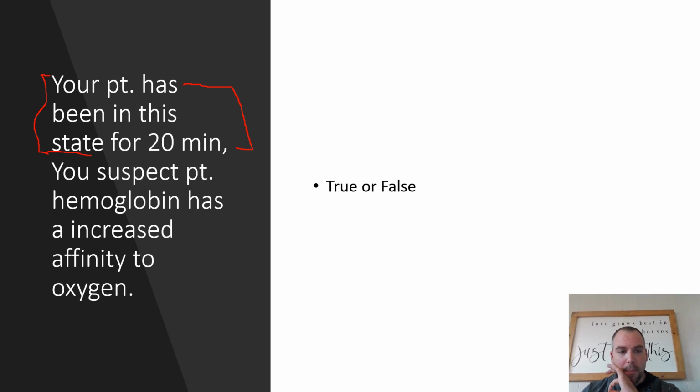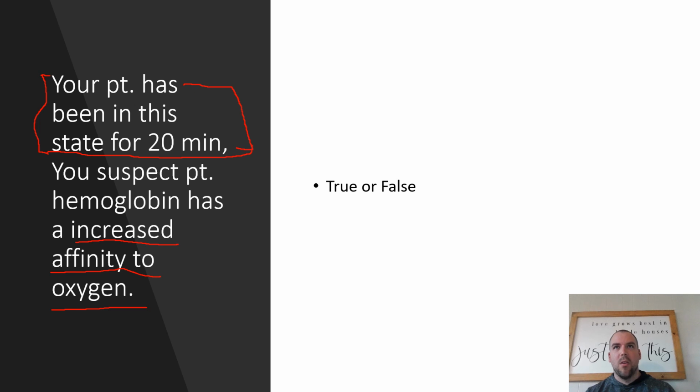So by putting here that the patient has been in this state for 20 minutes, it gets rid of any thought process that, oh, this just happened, so maybe he didn't have a shift in the oxyhemoglobin dissociation curve yet. Now you know for sure he had enough time for that to happen. You suspect the patient's hemoglobin has an increased affinity to oxygen, true or false? Okay, so then you have to think, well, what do they mean? Well, you know what instances cause an increased affinity to oxygen. It's a left shift.